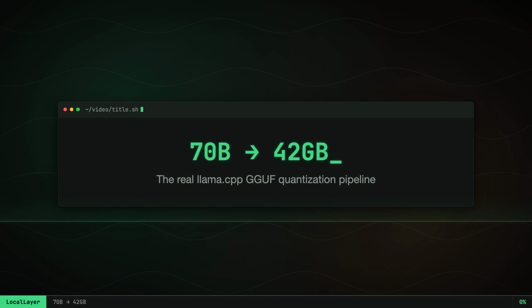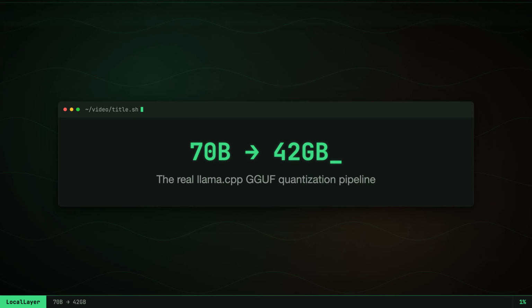A 70 billion parameter model needs 141 gig of VRAM just to load. Your 24 gig GPU isn't close. Quantization gets it to 42 gig, and I'll show you exactly how.